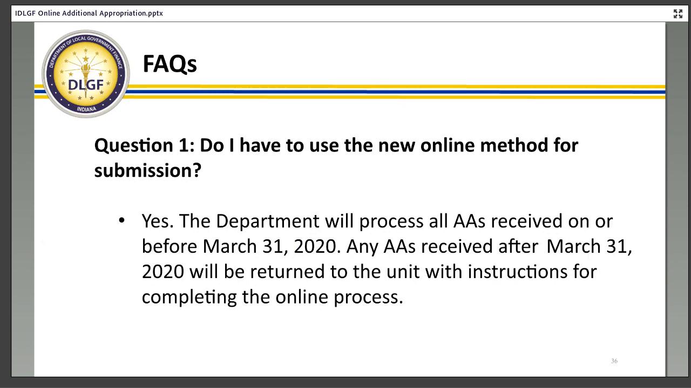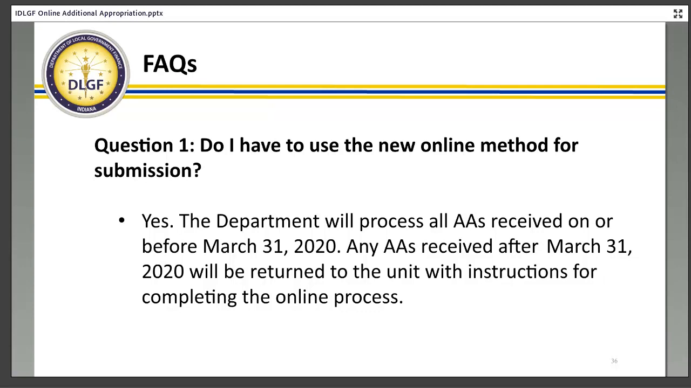I did want to cover 3 staged FAQ questions within the presentation itself. These questions are only 3 of the many that are included on the FAQ that will be posted. The first one is the easy one: will I have to use the new online method for my additional appropriations? And the answer to that is yes.